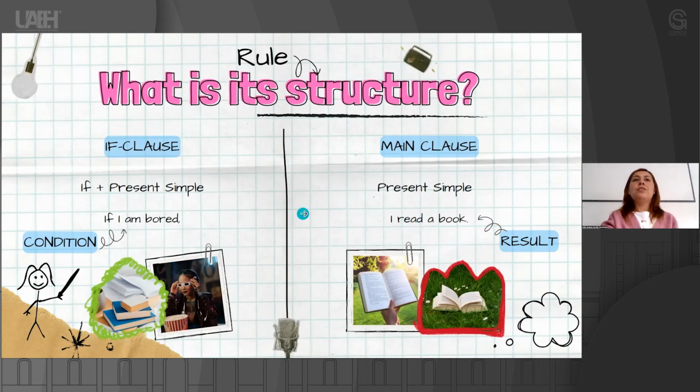So as you can see here in the example, I have, if I am bored, so here the idea is not complete. I am missing something. Whereas if I read the main clause, that is, I read a book, this is the result. But if I read this part, this little part, you can understand it. So when this comes together, it becomes a conditional sentence.